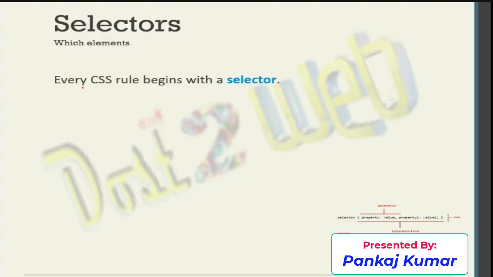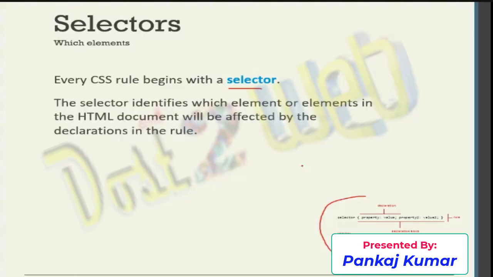Selector. So every CSS rule begins with the selector. Whenever you define CSS, that means a selector will be there. We have to access elements with the selector, as we have seen in the example. The selector identifies which element or elements in the HTML document will be affected by the declaration rule. So wherever you define the declaration rule and whichever particular element you want identified, this will be done with the help of the selector.